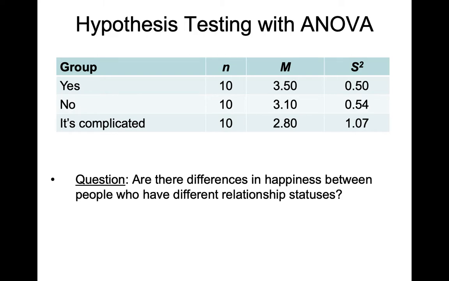I'm skipping ahead a little bit, but let's start with our research question. Are there differences in happiness between people who have different relationship statuses? We can kind of eyeball these means, but can we say that these means are statistically different from one another?